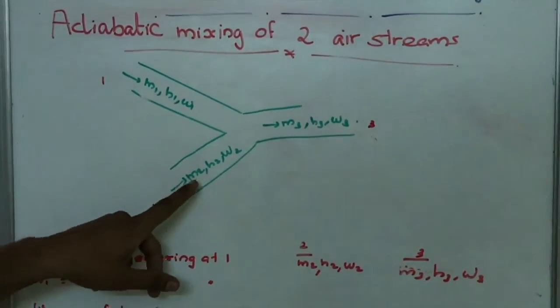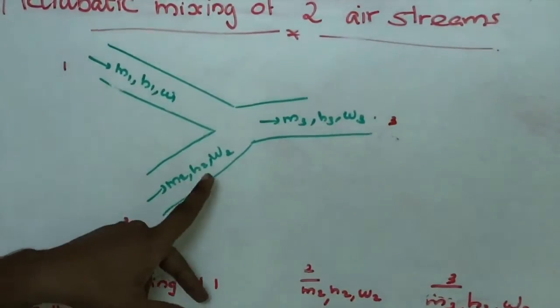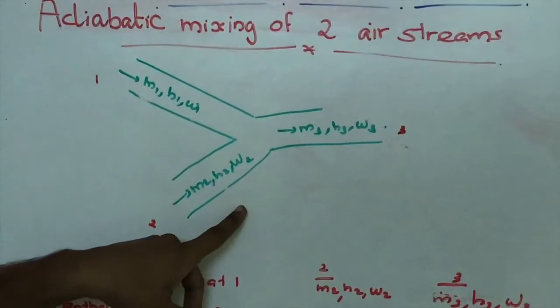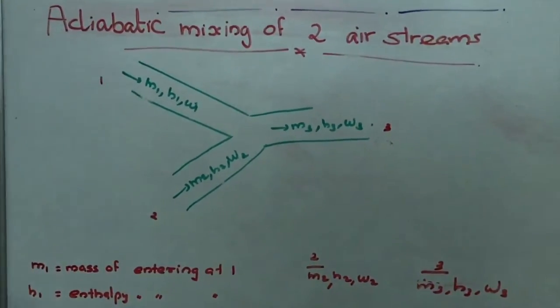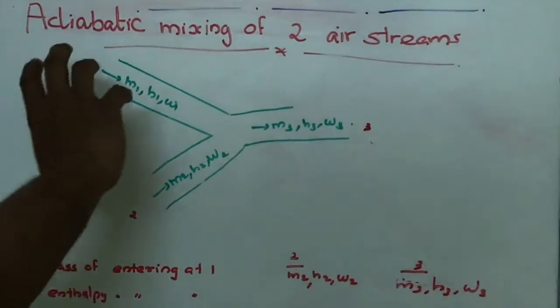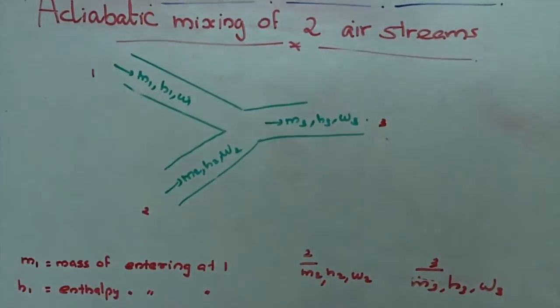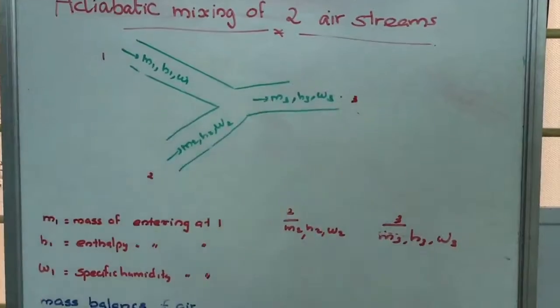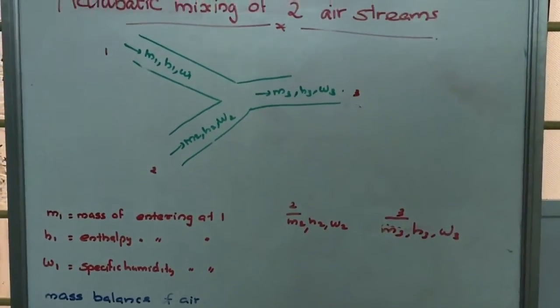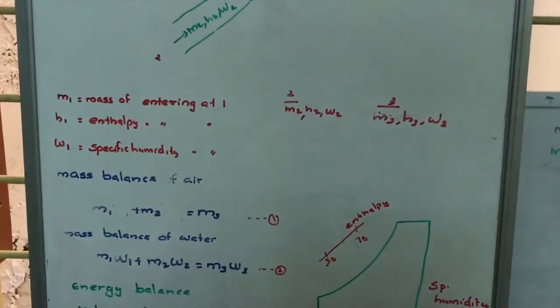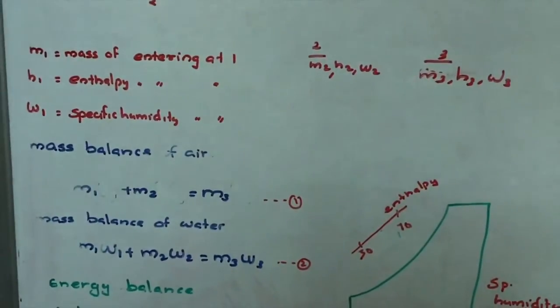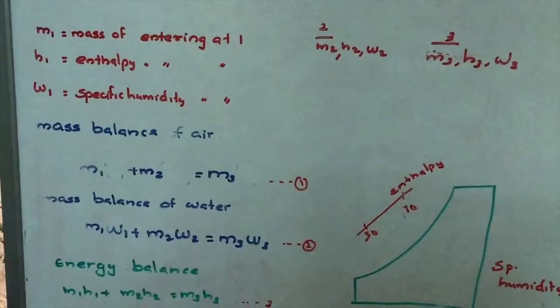Similarly, the mass of air entering at 2 is m2, its enthalpy is h2, and w2 is the specific humidity. When they mix, we get an air stream of mass m3, enthalpy h3, and specific humidity w3. So m1 h1 w1, m2 h2 w2, and m3 h3 w3 are now specified.